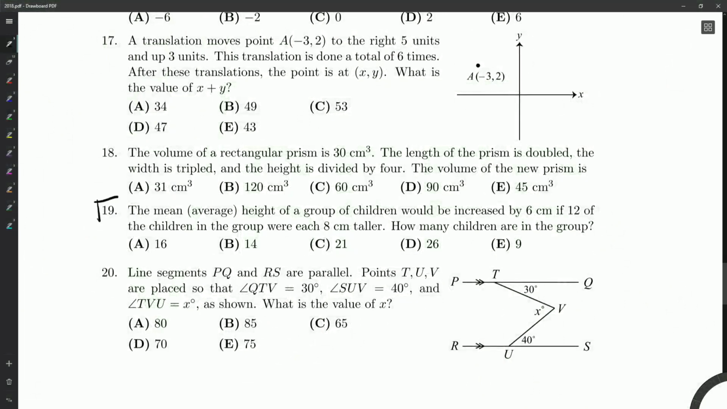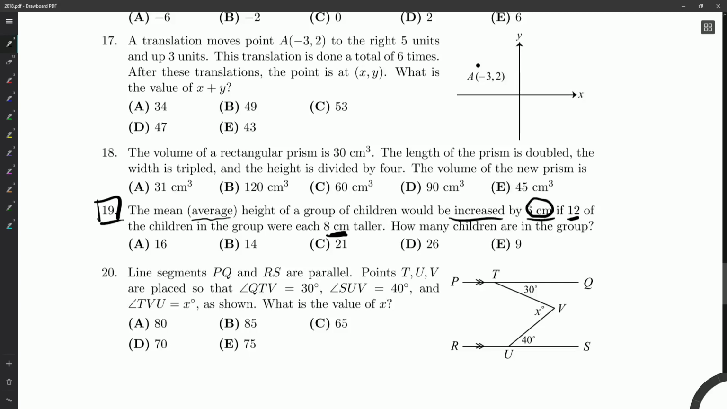Root Beer here, looking at question number 19 on our grade 8 Gauss paper. The mean, or average, in case you haven't heard the word mean or don't remember what it means. The mean height of a group of children would be increased by 6 centimeters if 12 of the children in the group were 8 centimeters taller. So if I took these 12 children and gave each of them 8 centimeters more of height, maybe they wear platform shoes or something, then that would increase the average height of the group by 6 centimeters. So we're being asked how many children are in the group.